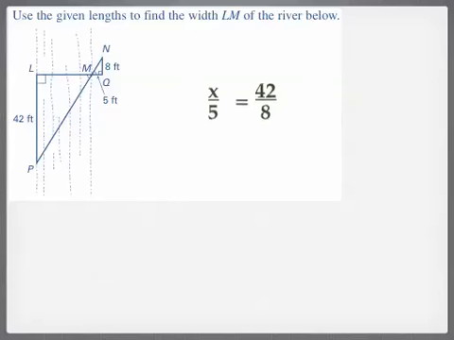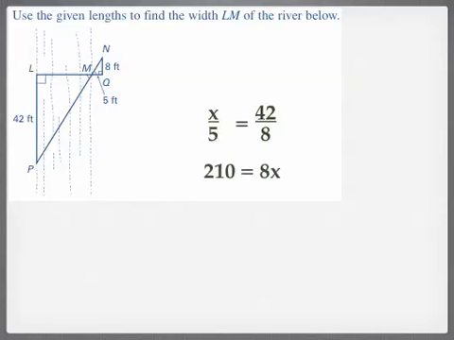I can set up a proportion, and it does not, again, have to be set up this way. I said x over 5 equals 42 over 8. You could have also said x over 42 equals 5 over 8. There were several different proportions that you could have written. However you wrote your proportion, this next step when you cross multiply should be the same. So when you cross multiply, you should end up with 210 equals 8x, or 8x equals 210. Divide both sides by 8, and you get x equals 26.25, which tells us that the river is 26.25 feet wide.